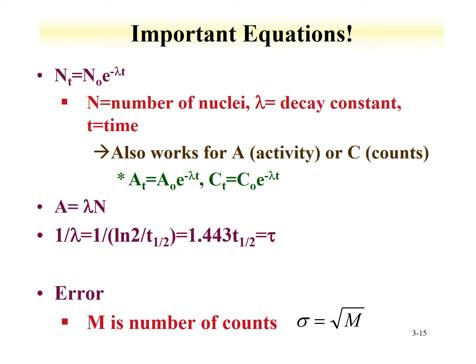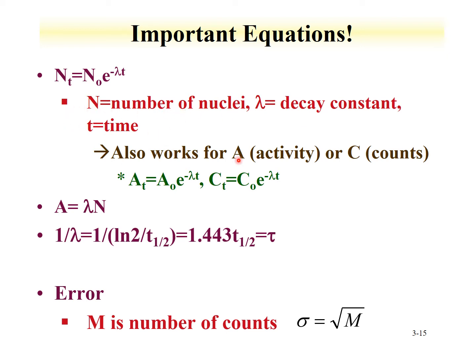So this is a summary slide of everything we discussed previously. This would be the slide that you should focus on. We've got a few equations. This N at a given t is equal to N initial e to the minus lambda t, where this is some number of radionuclides, the decay constant, and time.